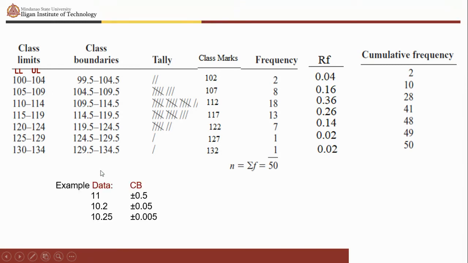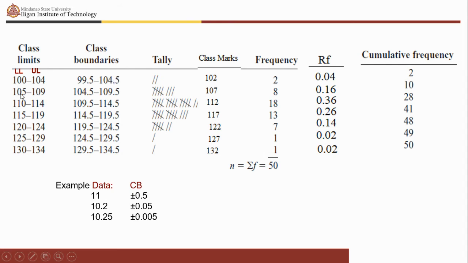Now, for the class boundaries, if our data is a whole number, you need to add or subtract 0.5. But if your data has one digit after the decimal point, you need to add or subtract 0.05. If your data has two digits after the decimal point, it must be plus or minus 0.005. Therefore, here we have data which is a whole number, so we need to subtract 0.5 on the lower limit and add 0.5 on the upper limit. So we got 99.5 and 104.5.